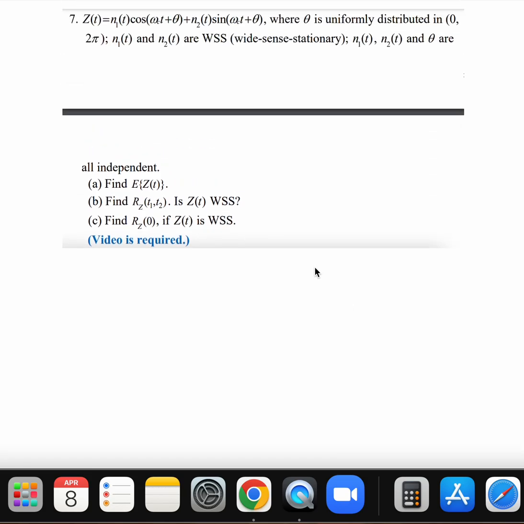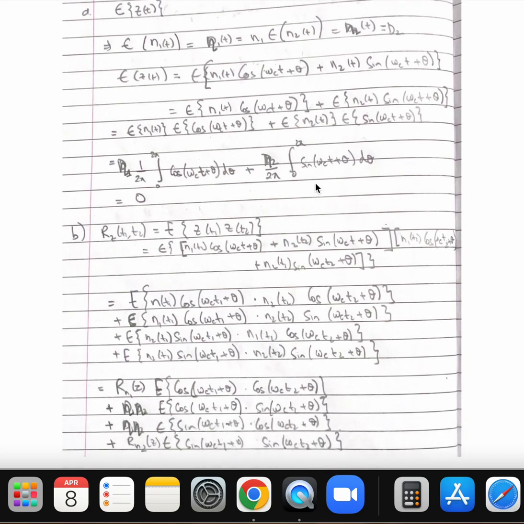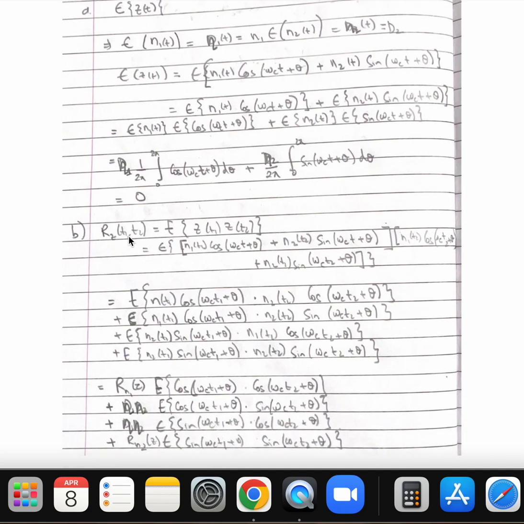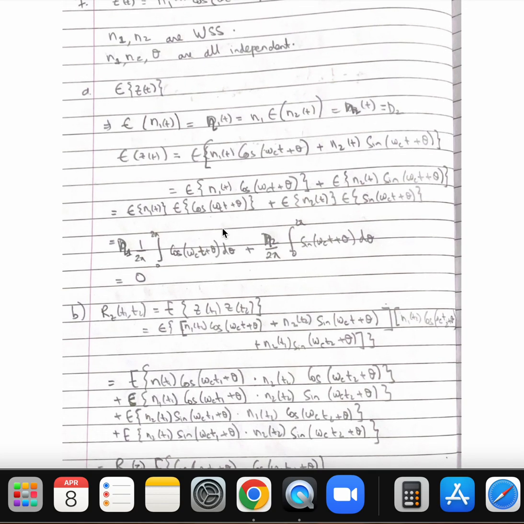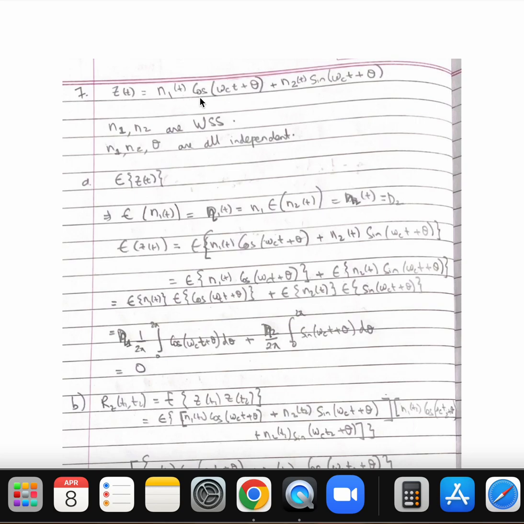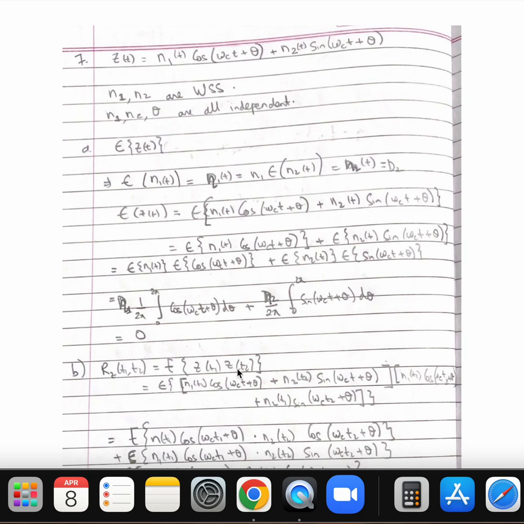The second part asks us to find R_z(t1, t2), which is basically the autocorrelation, and it also asks us whether Z(t) is WSS or not. But WSS is wide sense stationary. So we'll start with finding R_z(t1, t2), which is basically the expected value of Z(t1) Z(t2). Again, substituting Z(t1) from the value given above as eta 1 cos(omega_c t1 + theta) plus eta 2 sin(omega_c t1 + theta). Doing the same for Z(t2), just replacing t1 with t2 in the second part.